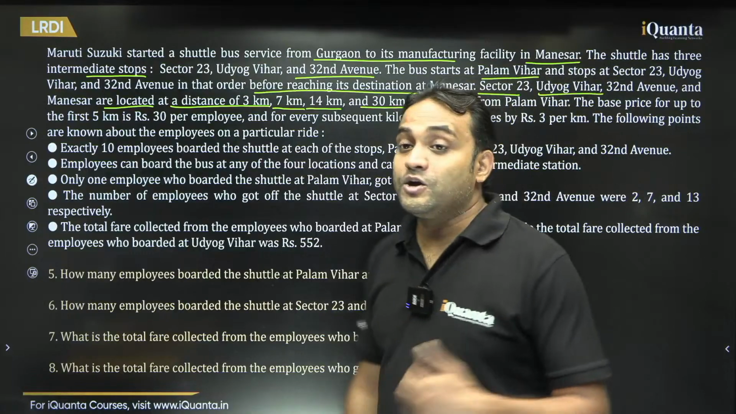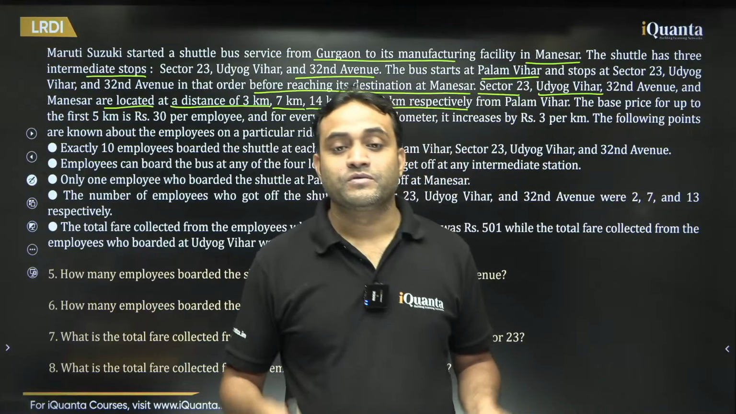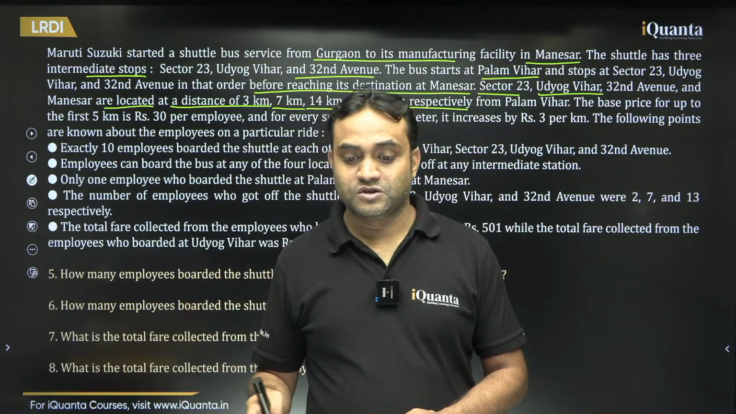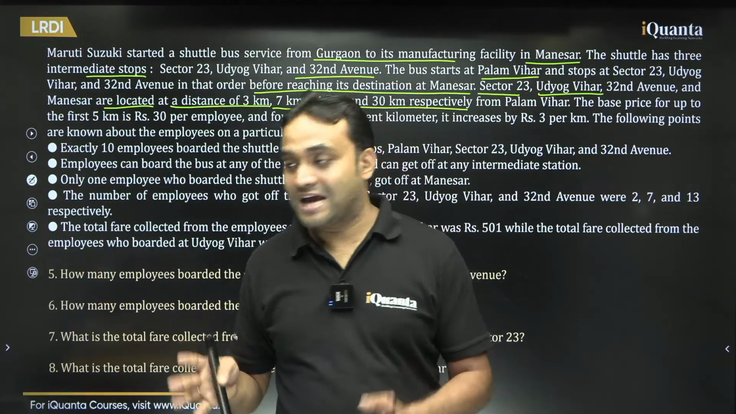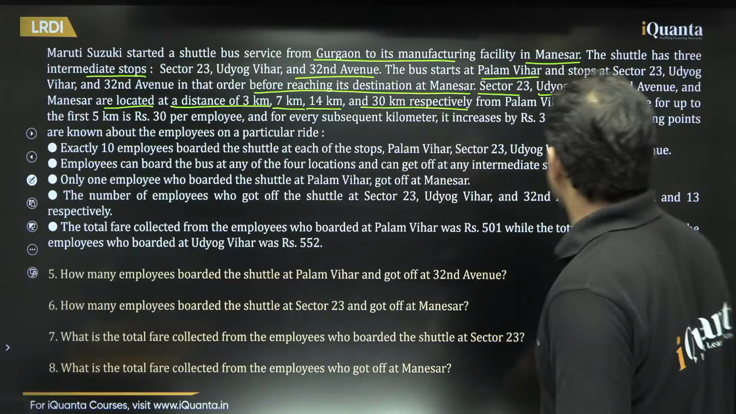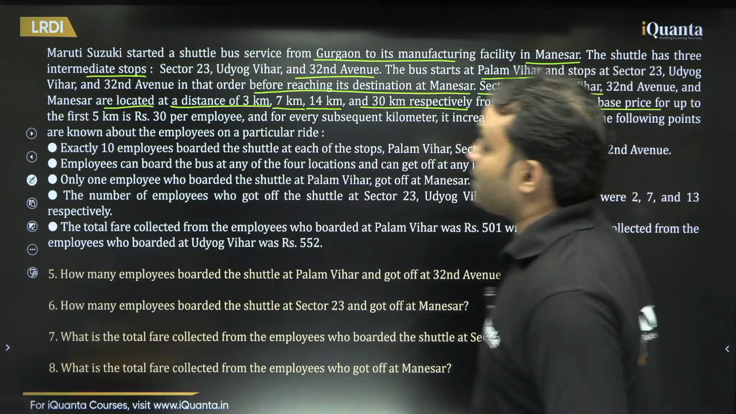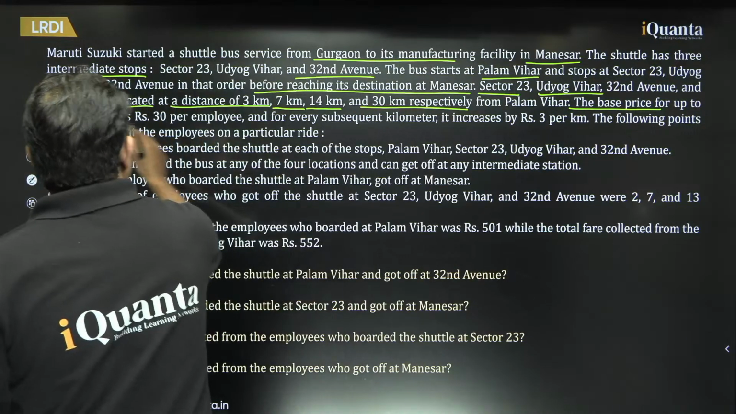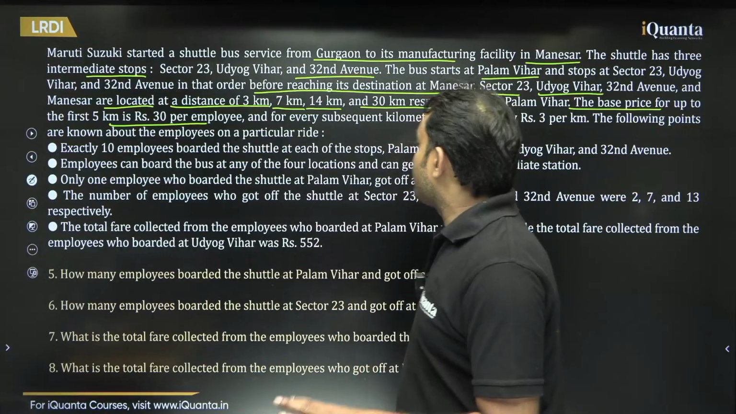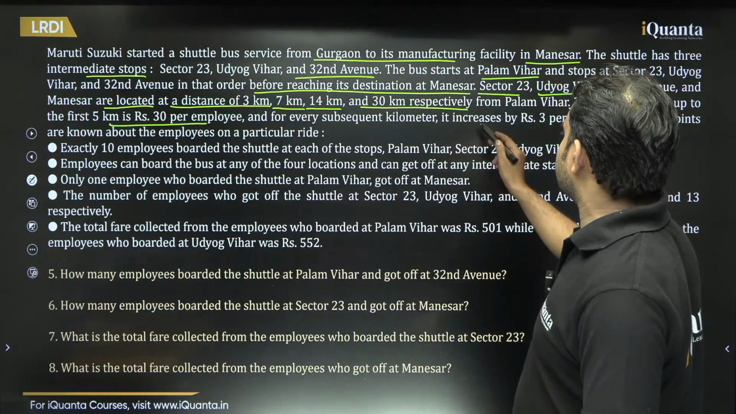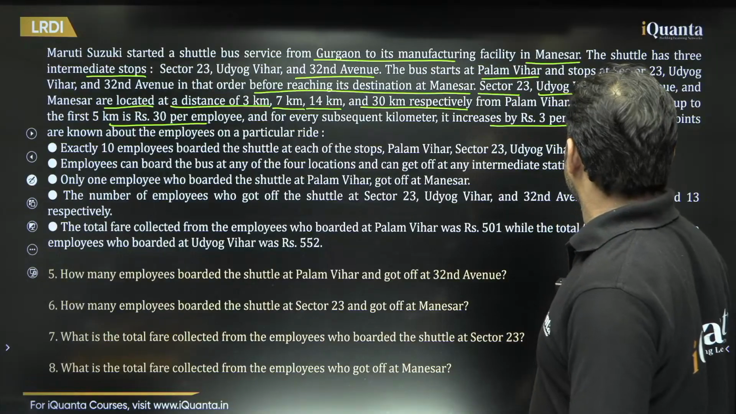Now, if we know the distance from Palam Vihar to the other stops, we can find the distance between the rest of the stops as well, right? Now, the base price for up to the first 5 km is 30 rupees per employee, and for every subsequent kilometer it increases by 3 rupees per kilometer.